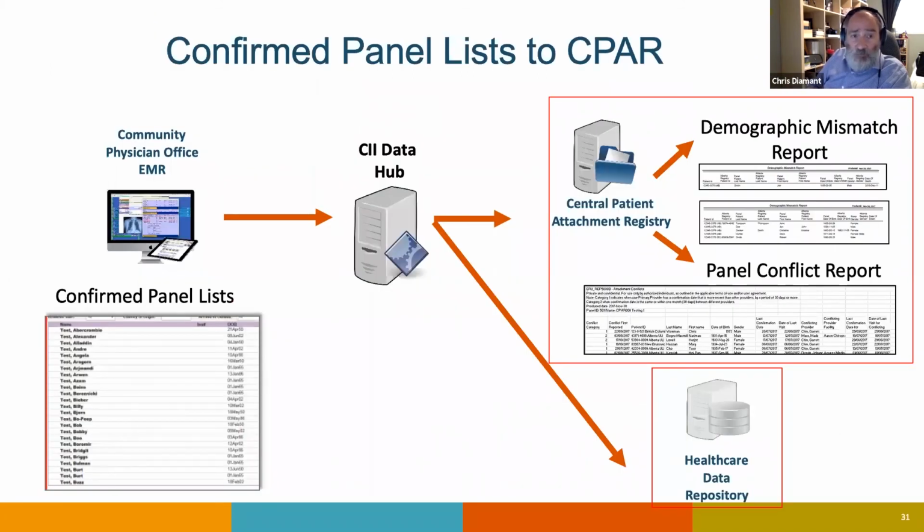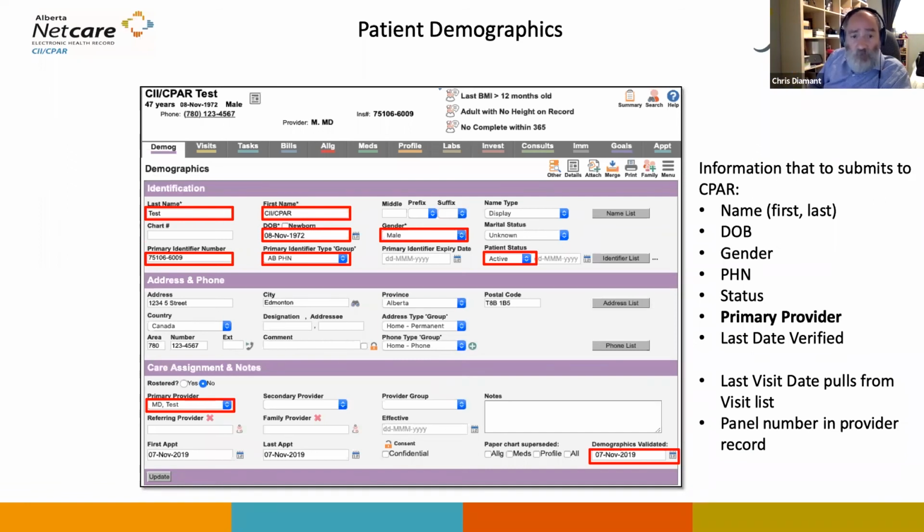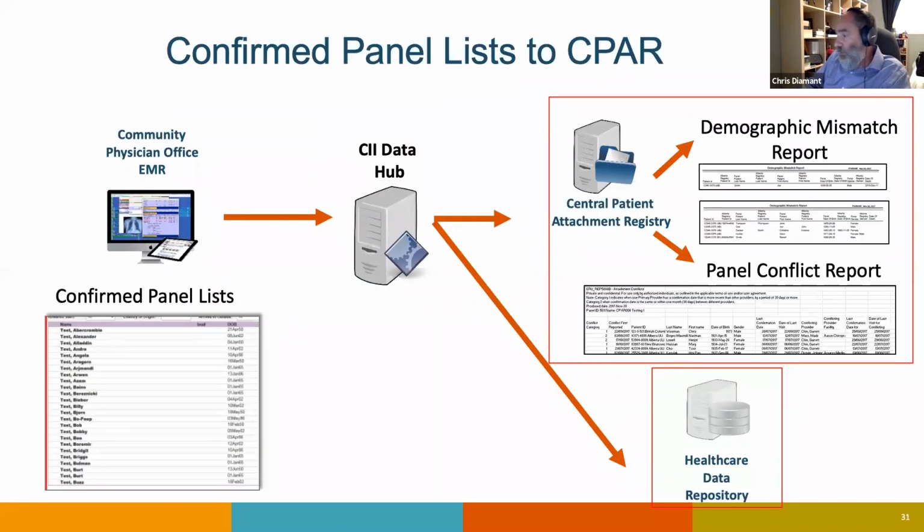So when patients are sent to CIPAR, 2 reports are created, as you know. I want to talk about the panel conflict report a little bit because a lot of that information actually shows up in the panel conflict report, particularly the demographics validated information. So whatever's in the demographics validated field in the bottom right-hand corner is going to flow to the panel conflict report. And it will be seen on the panel conflict report both at your clinic, but also at the clinic of the physician or provider with whom there is a conflict. And it's important that both you and they can see the last validation date as well as the last visit date for those patients. In a lot of cases, it'll probably make it more obvious to whom the patient should properly belong.